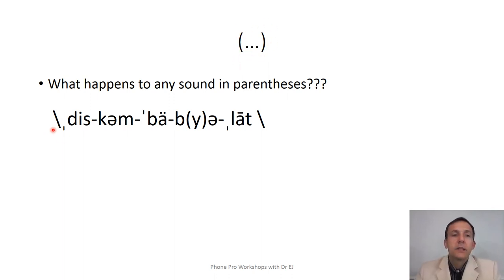Example, let's come back to our word, discombobulate. Okay, you can say it with the B sound or without it, discombobulate, discombobulate. Since this E sound, this is not a letter, this is a sound.